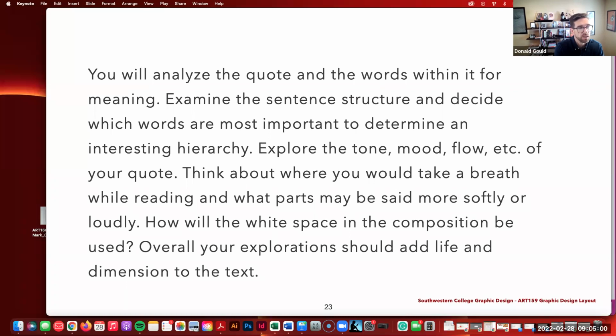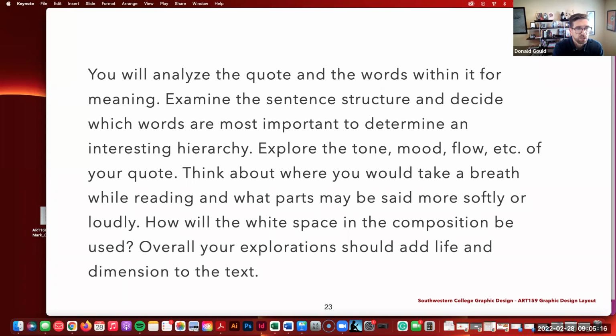How will the white space in the composition be used? So again, thinking in the overall composition, how are you going to place your typography to work within that layout? And then overall, your explorations should add life to the dimension of the text themselves.